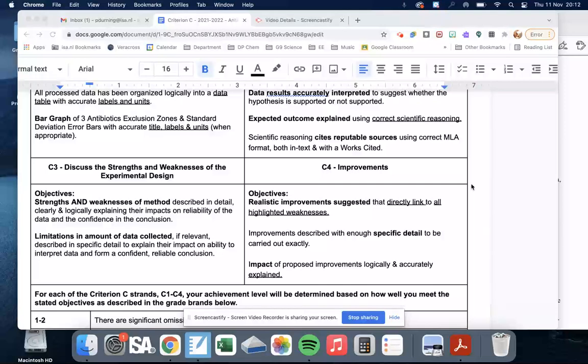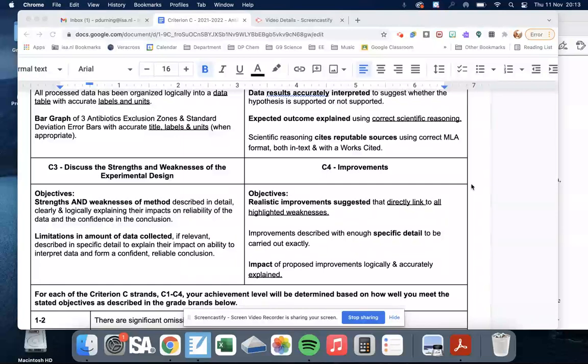You can also look to data or limitations in data in this section. So you can talk about the amount of data collected, whether that is the amount of repeated trials that you were able to do or the number of different independent variable treatments that you were able to do. And you can talk about how that impacts your confidence in the conclusion or how it limits what you can actually conclude or the reliability of your conclusion.